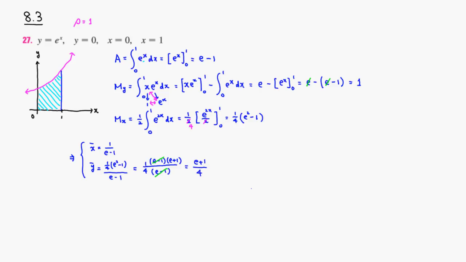So those are the coordinates of the centroid. x bar is 1 over e minus 1, and y bar is e plus 1 over 4. Alright, that's it. I hope that this was clear.